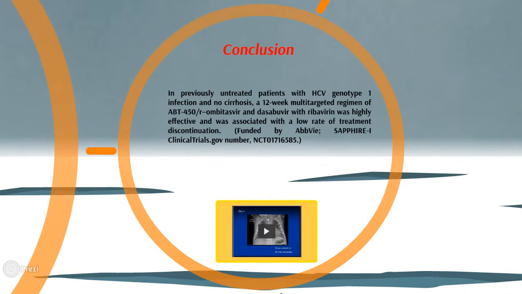Conclusion. In previously untreated patients with HCV genotype type 1 infection and no treatments, a 12-week multivariate regimen of ABT to 450 Ombitasvir and Dasabuvir with Ribavirin was highly effective and was associated with a low rate of treatment discontinuation, funded by ABBV. Safirid 1 clinical trials .gov number.